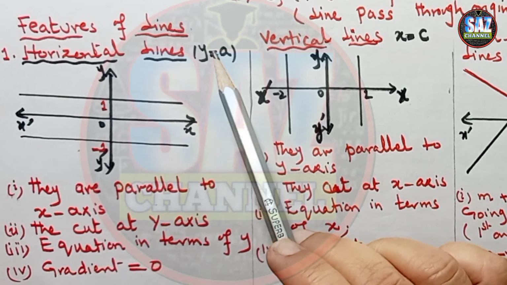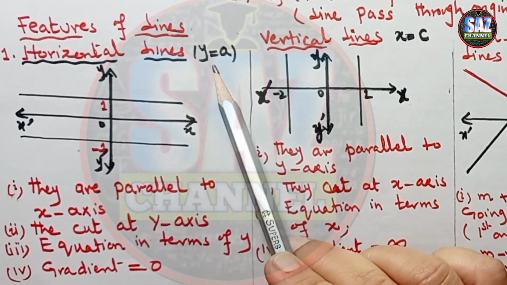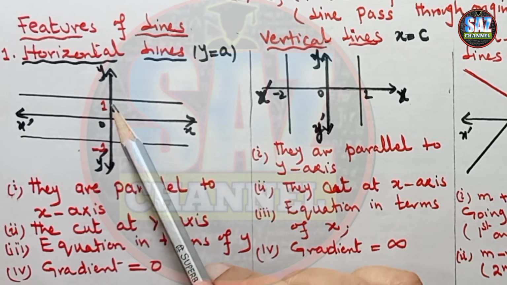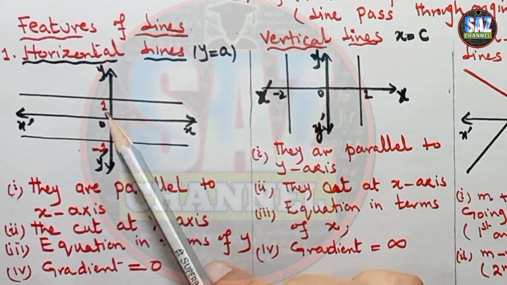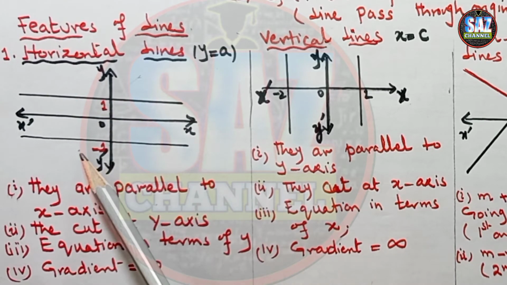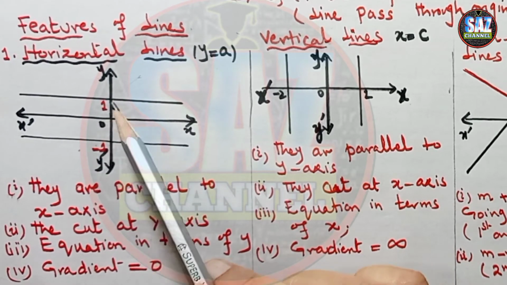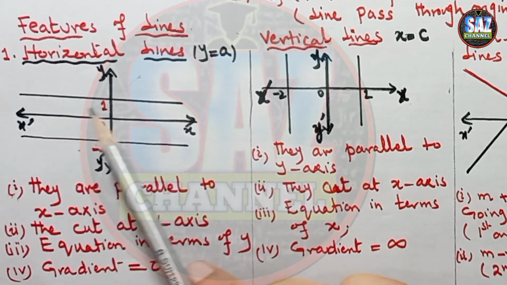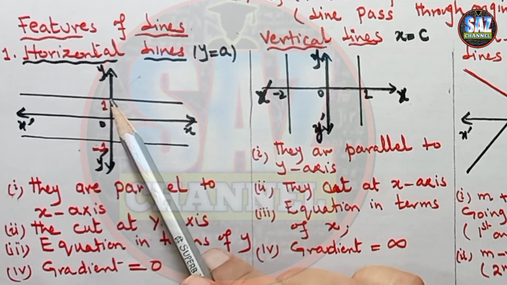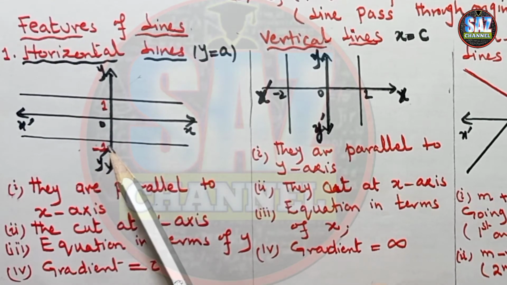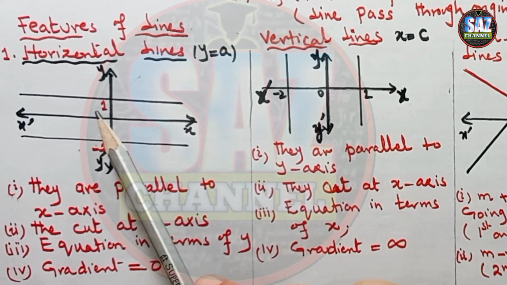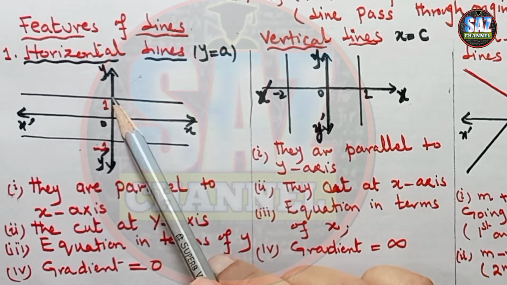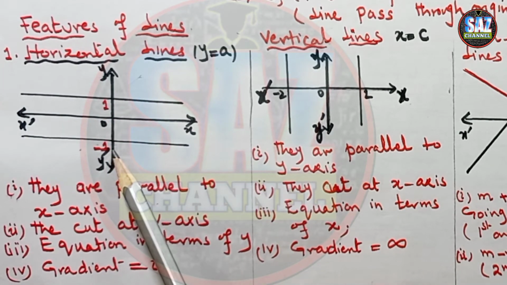Horizontal lines are in the form of y is equal to a. What does that mean? If you look at the graph, you can see that here we have two lines. One of the lines is above the x-axis and one line is below the x-axis. You can see that this line is meeting the y-axis at point 1, and this line is cutting the y-axis at minus 1. So y is equal to a means that we have the line either above the x-axis or below the x-axis.